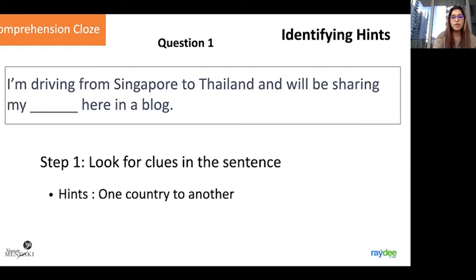Moving on to the next extract. I'm driving from Singapore to Thailand and will be sharing my what here in a blog. So we know that the writer is traveling from Singapore to Thailand, but we are not talking about that action. We are talking about him sharing his experience on a platform, which is a blogging platform in this case. So you need to tell the students that the answer would be journey, one country to another. So I'm driving from Singapore to Thailand and will be sharing my journey here in a blog.